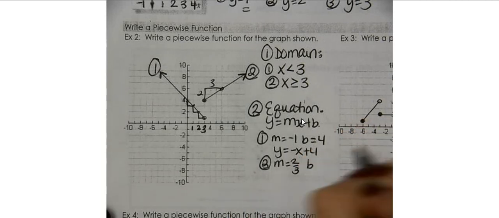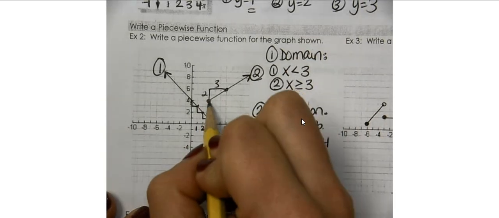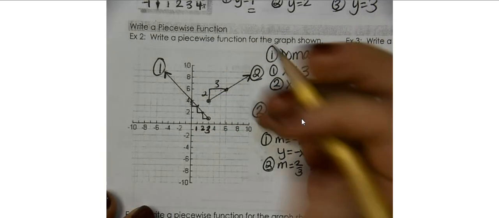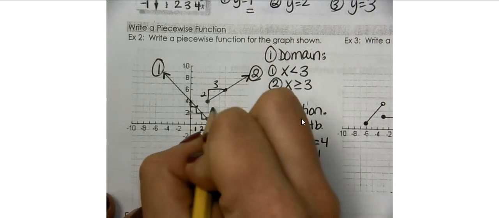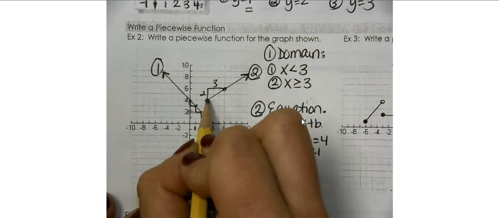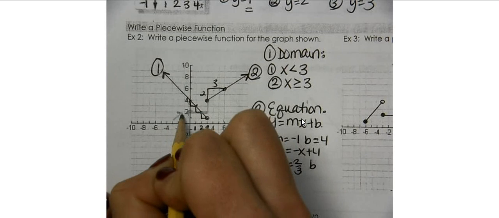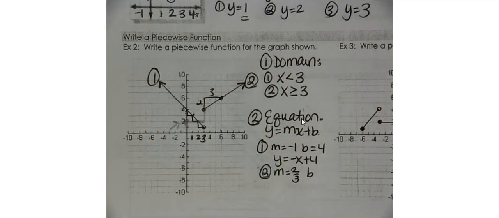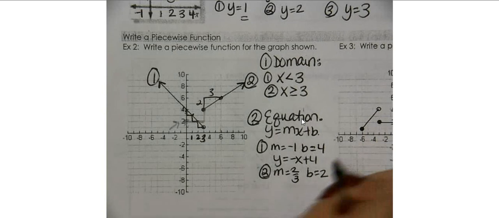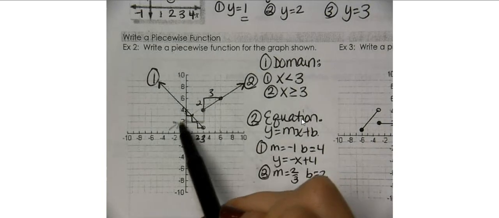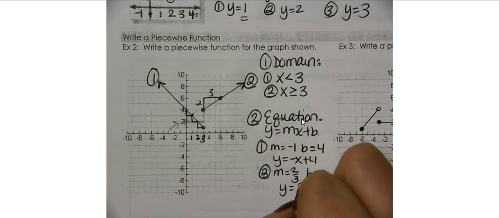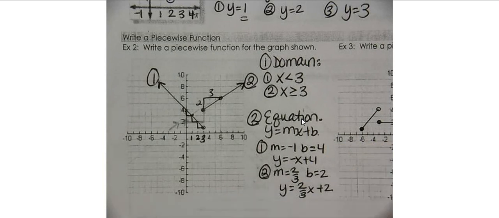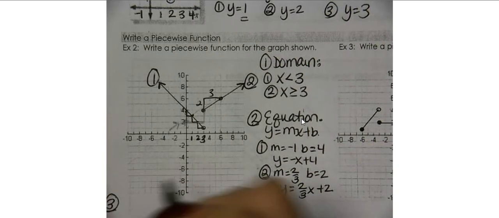My b value, well, I'm going to have to extend using my slope. So that means I'm going to do the reverse of the slope, and I'm going to go down 2 and back 3. And when I do that, going down 2 and back 3, it would appear that the b value would be 2. So b is equal to 2. Because remember, this is a piece of a line, and we're just trying to figure out what the equation of that line would be. So my equation is 2/3 x plus 2. Cool. Now we're on step number 3, where we actually write our piecewise.